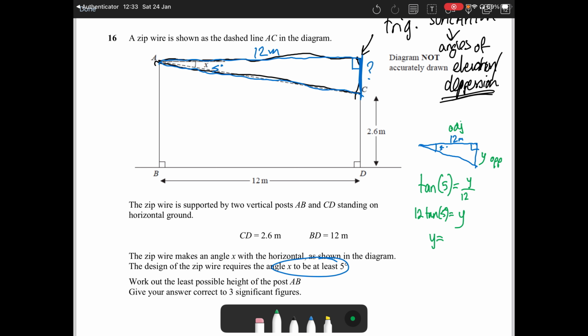So if I do that, I would get 12 lots of tan 5, a negative number. That is very concerning. Why am I getting a negative number?